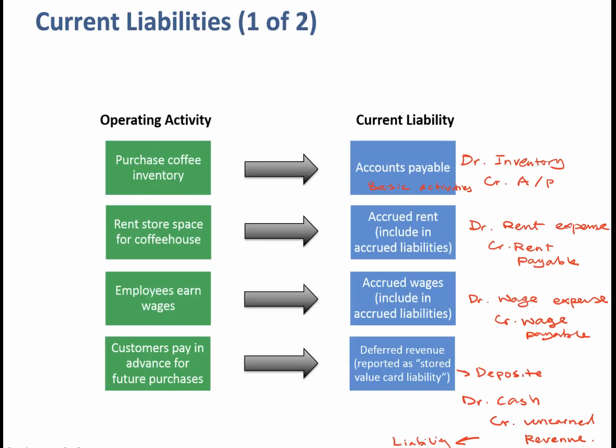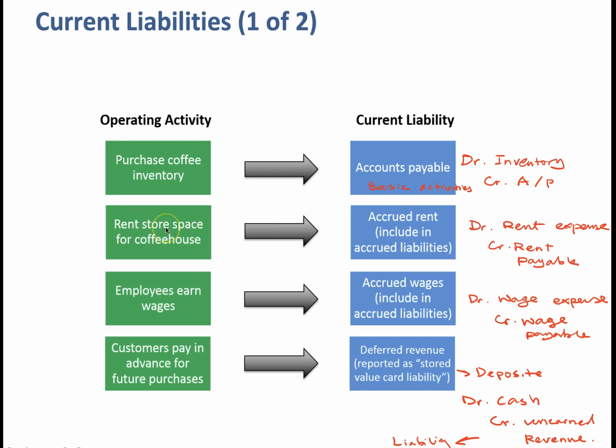Let's first take a look at current liabilities. Most current liabilities have a direct relationship with our operations. So here are some examples. For example, if a company purchased coffee inventory, this would be associated with accounts payable. When the company purchased the inventory, the company would debit inventory, credit accounts payable.